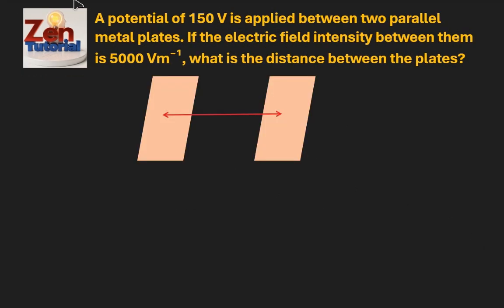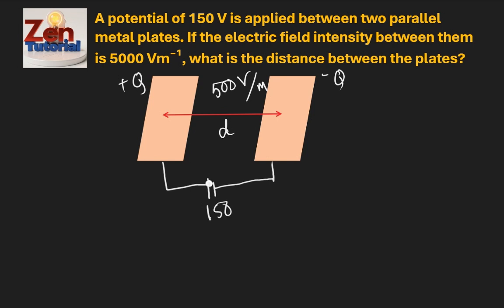A potential of 150 volt is applied between two plates. So here, let's say positive charge and negative charge. So this is the positive charge and this is the negative charge. These are the two plates. The electric field intensity between these two plates is 500 volt per meter or Newton per Coulomb. What is the distance between these two plates, whereas the voltage applied is 150?